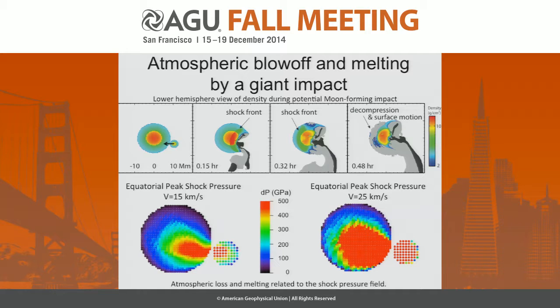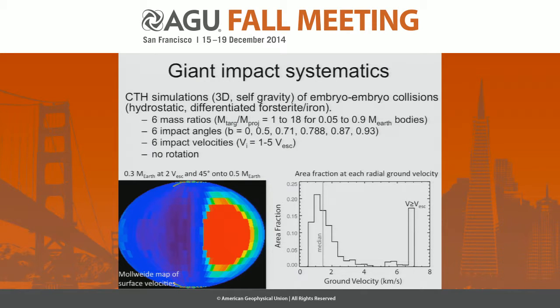And the magnitude of atmospheric loss is related to this pressure field because surface motions are faster if there's a larger shock pressure gradient and slower if there's a more shallow pressure gradient. Also, there's more melting when you have higher pressures, so they are correlated. I'm using the hydrocode CTH. We're considering basically the whole range of terrestrial planet formation giant impact space, so many mass ratios of projectiles over the range of growing terrestrial planets at different impact velocities and different impact angles.